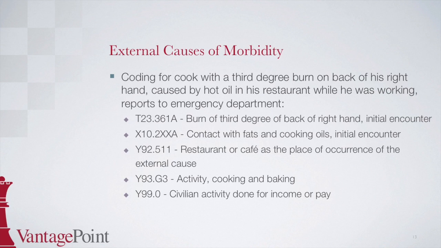Our place of occurrence, which is Y92.511, restaurant or cafe as the place of occurrence of the external cause. This is followed by our activity, Y93.G3, activity cooking and baking, and finally our status, which is Y99.0, civilian activity done for income or pay. Remember that all these codes are only needed for the first time the patient reports for treatment, and all four different types of external cause codes may not be applicable to every situation.